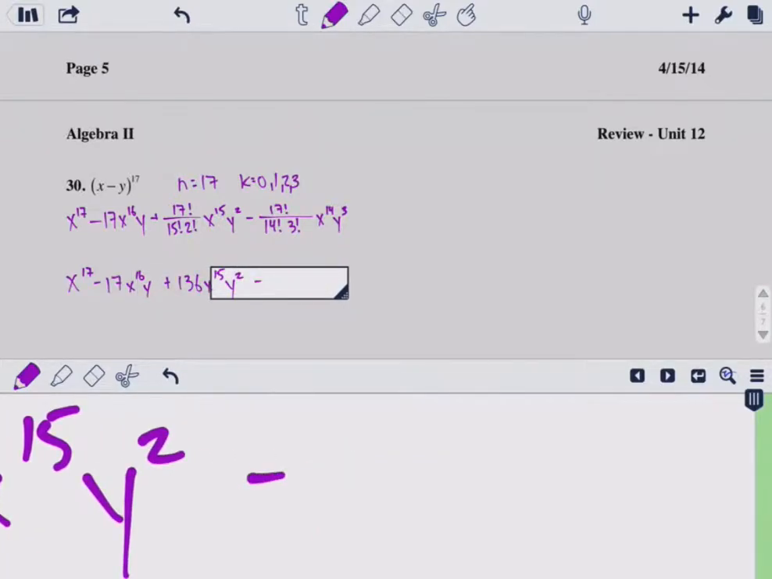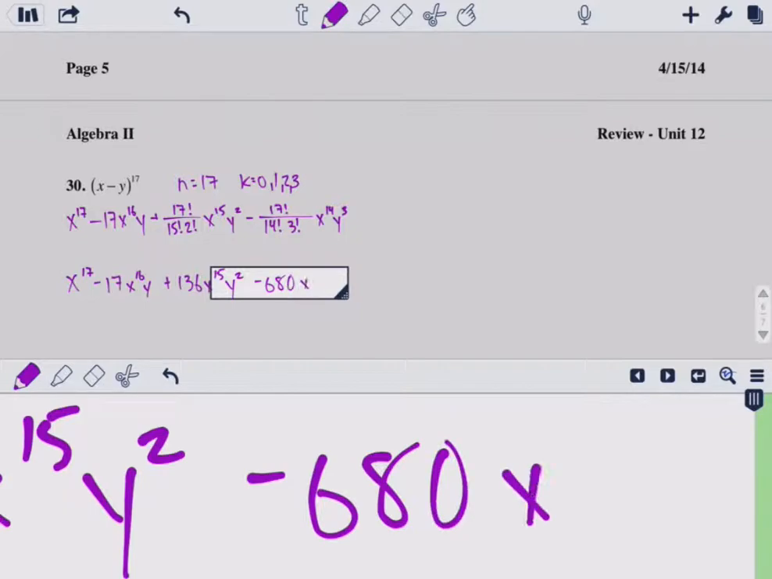17, 16, 15, and over 3 times 2. So that's 8 times 5 times 17. 680 x to the 14th y cubed.